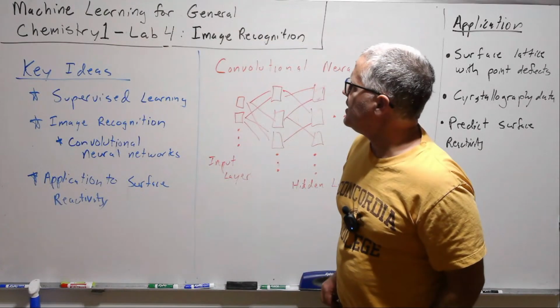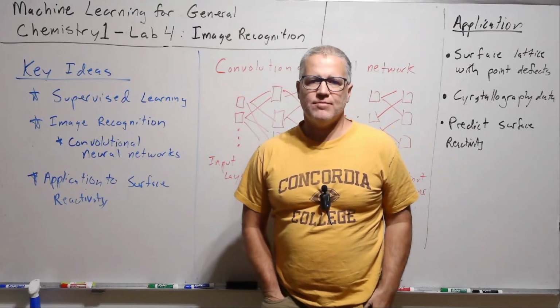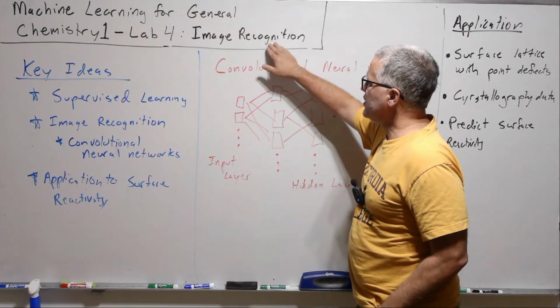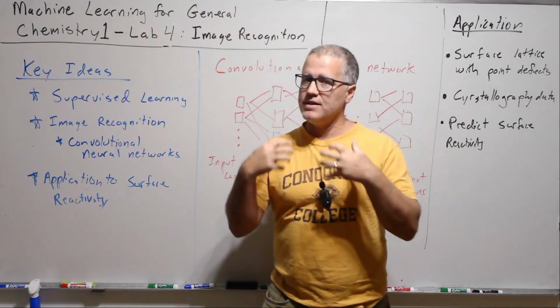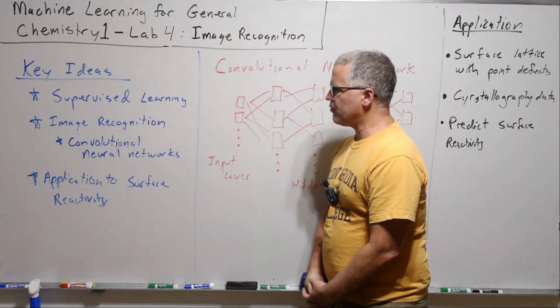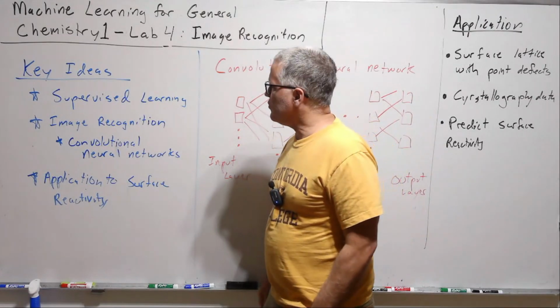Okay, I think we'll get started, and welcome to the fourth and last lab in the Machine Learning for General Chemistry Part 1 experience. We're going to continue with our image recognition we talked about last time, and this includes using the convolutional neural network approach. So again, a lot of the key ideas relative to the last lab.